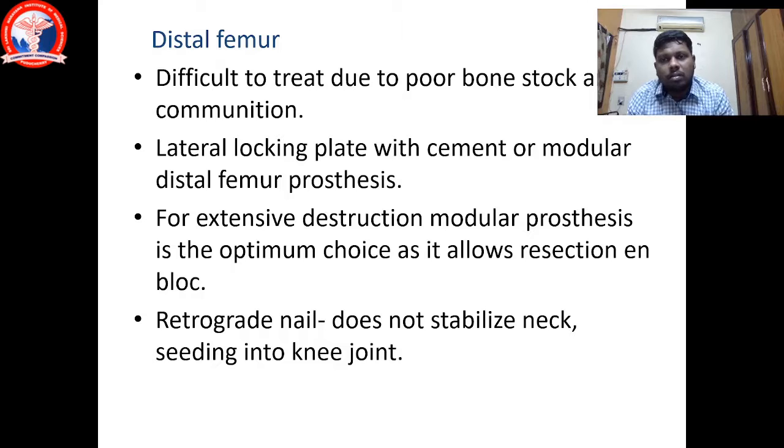Fractures in the distal femur are difficult to treat due to poor bone stock and comminution. A lateral locking plate with cement or a modular distal femur prosthesis is the treatment of choice. For extensive destruction, a modular prosthesis is the choice as it allows an en bloc resection. A retrograde nail does not stabilize the neck, and it also causes seeding of the tumor tissue into the knee joint.